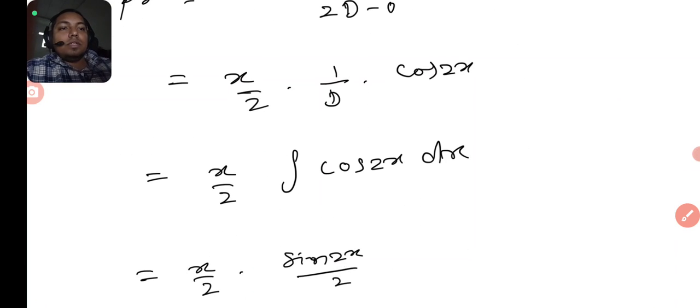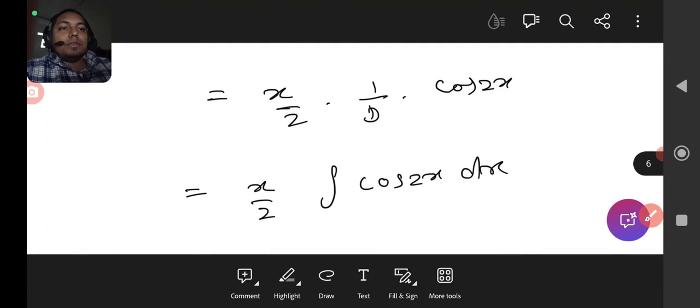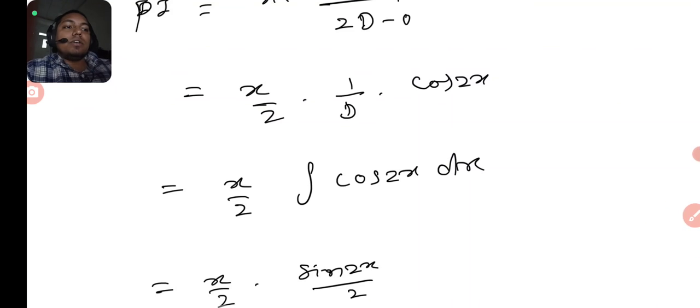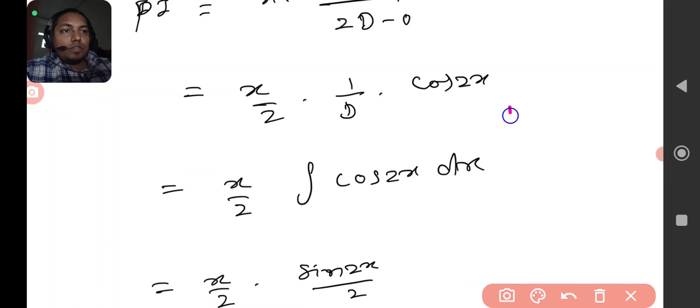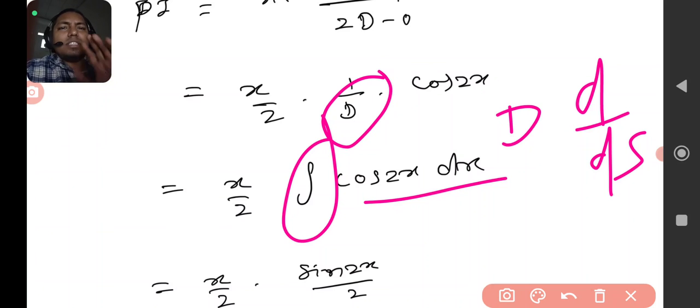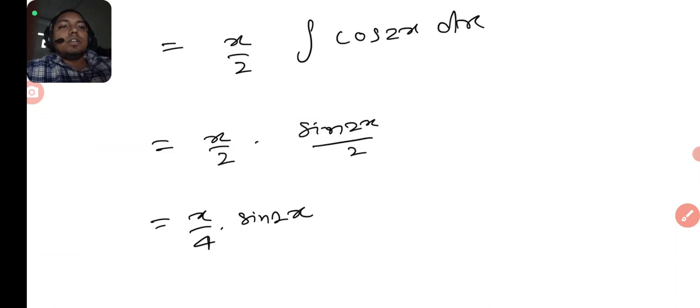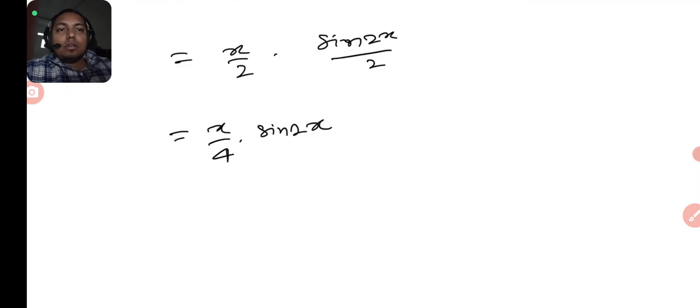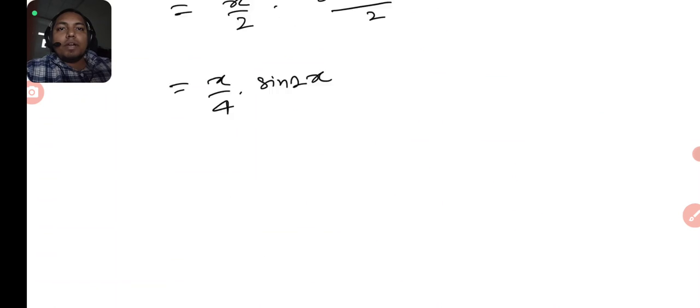So this d came up, and now this d will tell you that you have to integrate. So this d became d by dx. So 1 by d was there, right? So dx by d, so that dx came this side and we got integration. This is just an idea of what is happening with the d. So that d converted into integration, correct? So you have to integrate cos 2x, so sin 2x by 2 will come. Then you got your PI, x by 4 sin 2x. Then that's all. In this I just explained how to find PI, right?